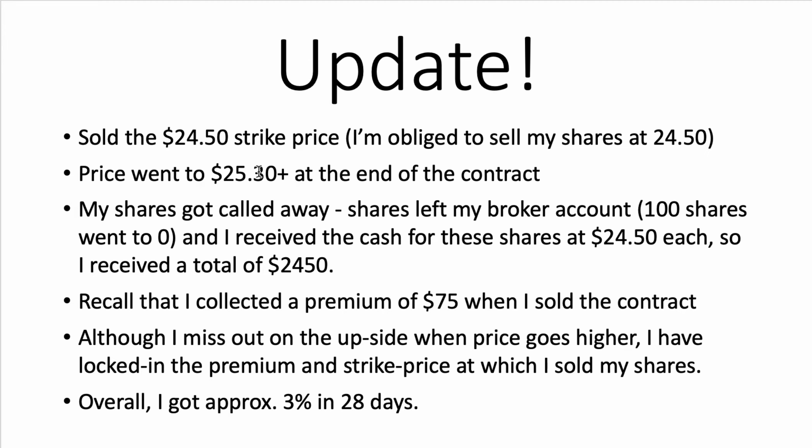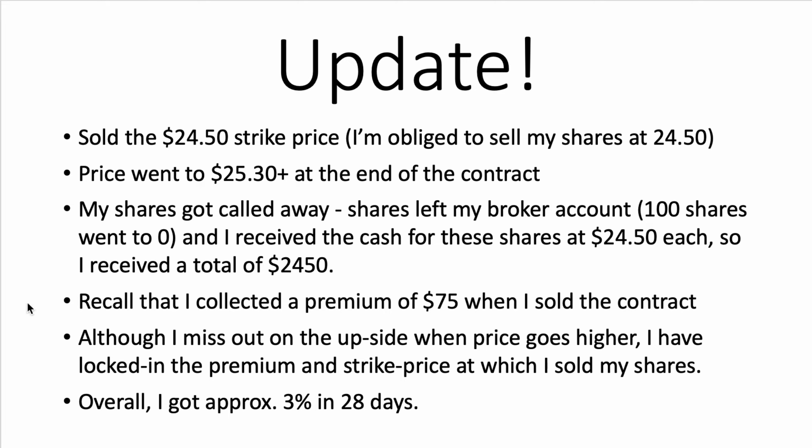The price went up to $25.30 at the end of the contract. So guess what? My shares got called away. So the shares physically left my brokerage account. 100 shares went to zero, and I received cash for these 100 shares at $24.50 each, because that was the strike price I agreed to sell at. So I sold at $24.50, and I received cash of $2,450.